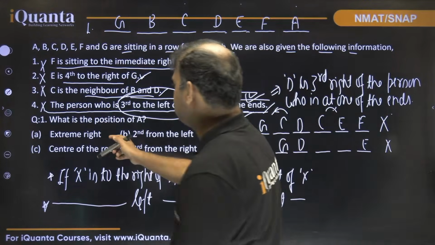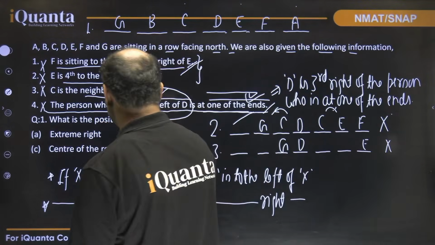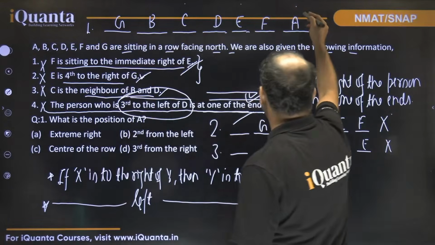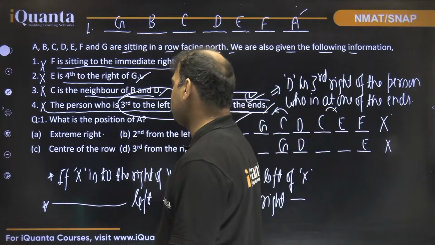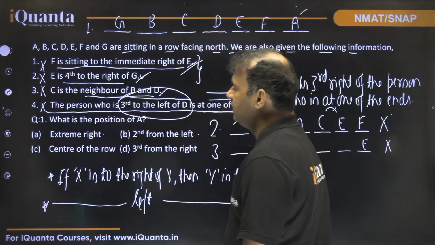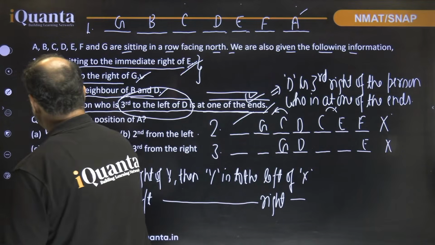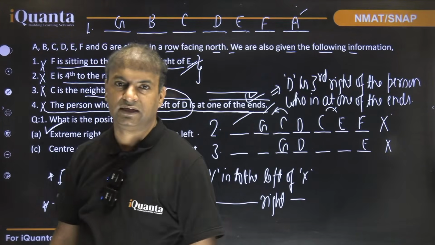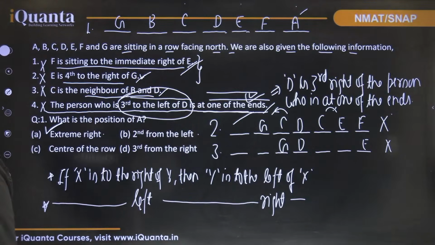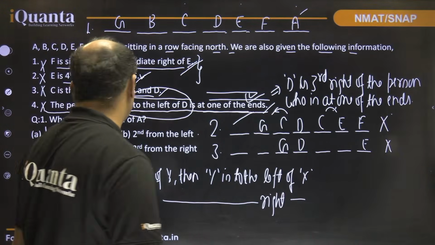Now the question is about A only: what is the position of A? So guys, the position of A is nothing but the extreme right. Obviously it's not second left, it's not center, it's not third right, it's obviously extreme right. So we'll say that option A is the right answer, right? Simple as this. Alright guys, so this is how we solve this question. It was not that difficult, but it was the first question, so we had to do it slowly, so that all of you will understand the basics of this chapter.